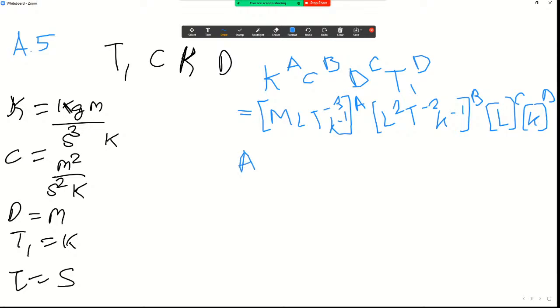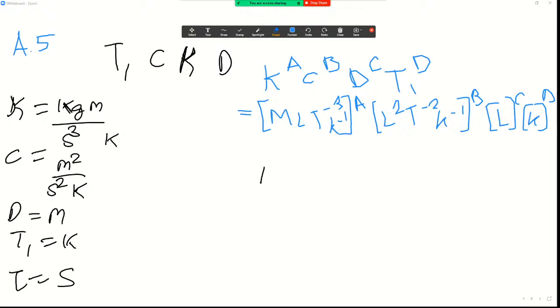Okay, wait, so for mass, the only one that's dependent on mass is heat conductivity. So A is 0. Wait, no, it doesn't make sense. Oh, wait. Is M here like meters or is it? It is meters only. I think I have messed up in the dimensional analysis of C. Yeah. Let me do it again.